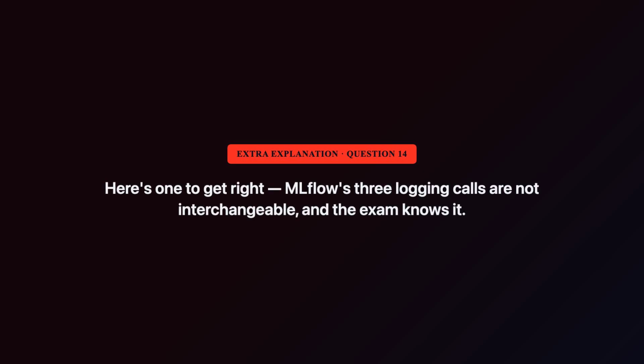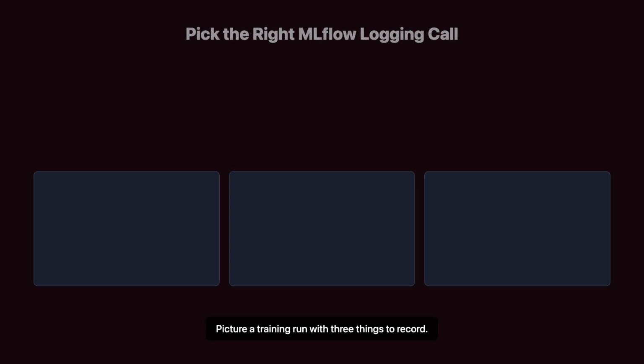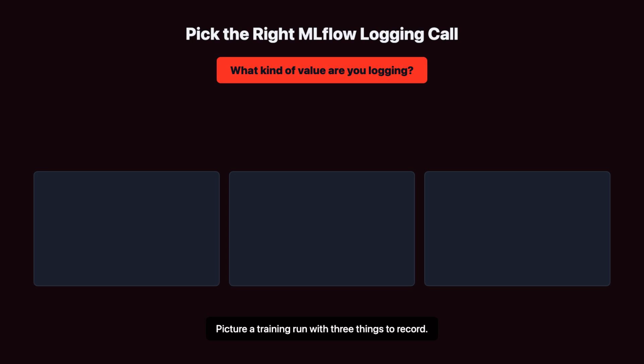Here's one to get right. MLflow's 3 logging calls are not interchangeable, and the exam knows it. Picture a training run with 3 things to record. 1 never changes, batch size 32, fixed before training starts. 1 evolves across 15 epochs, F1 score climbs from 0.61 to 0.84. 1 is just a label, the Git branch that built the dataset. MLflow has a different call for each.